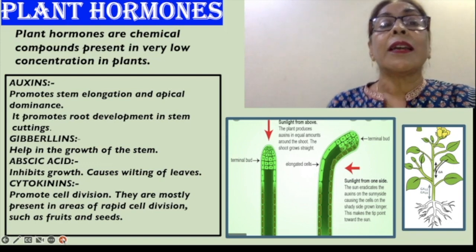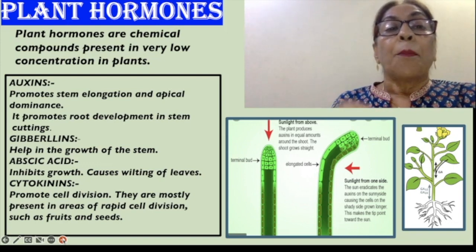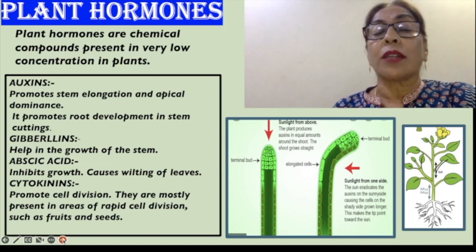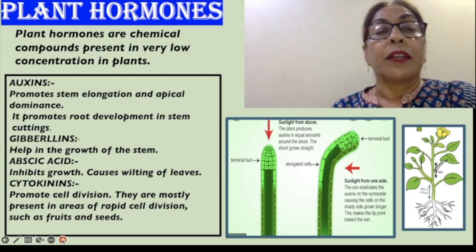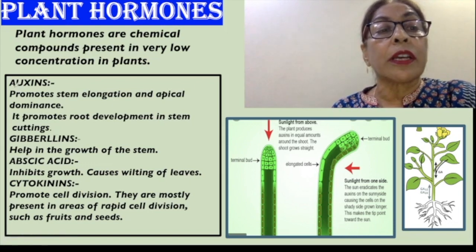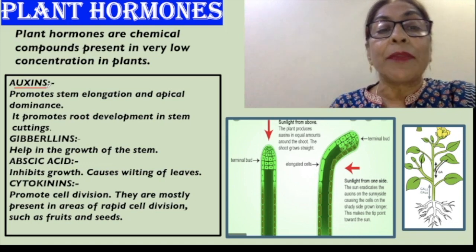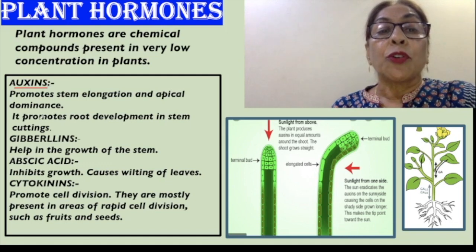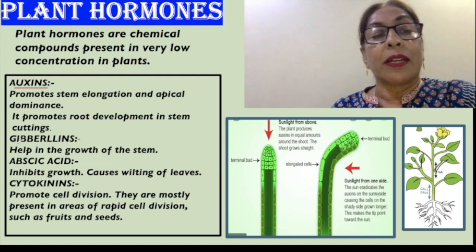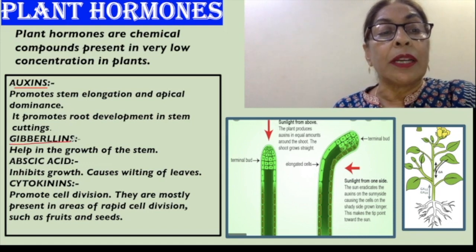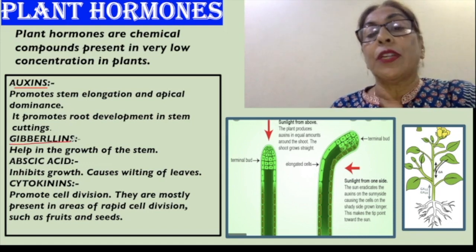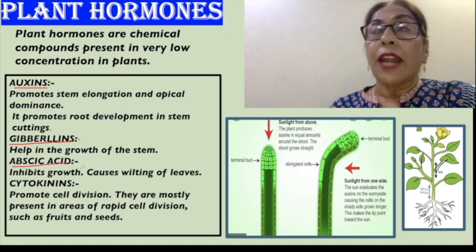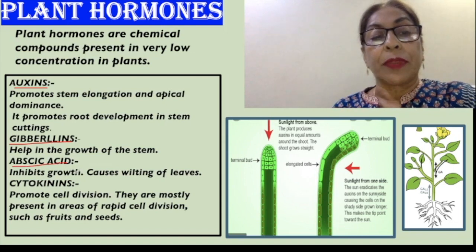Now we will see the plant hormones. Plant hormones are chemical compounds present in very low concentration in the plant. Different types of hormones: Auxin promotes stem elongation and apical dominance. It promotes root development in stem cuttings. Next hormone is Gibberellin. It helps in the growth of the stem. Abscisic acid inhibits growth and causes wilting of leaves.